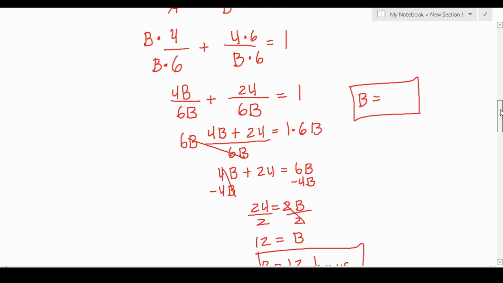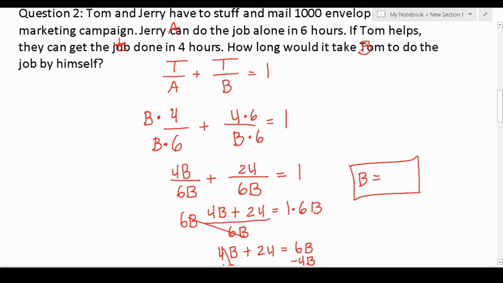Okay, so again, I started by writing down the generic formula. I adjusted it accordingly, and then I just solved for the missing variable. And again, that's all you have to do for these.